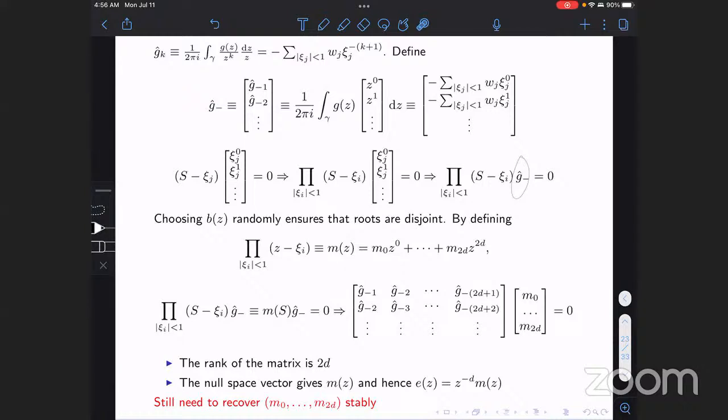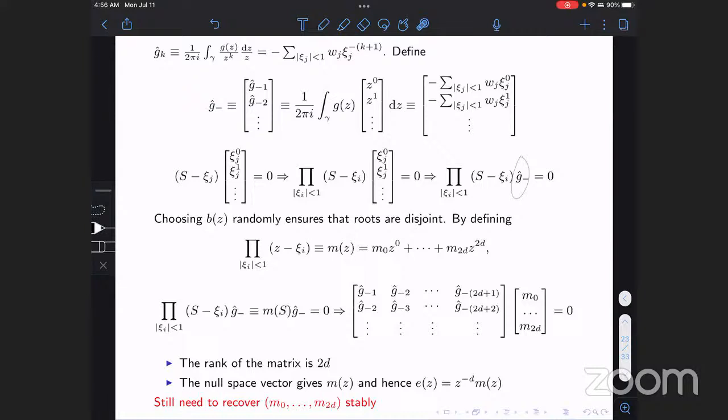And therefore, what we can do is define this characteristic polynomial, okay? And once we define this characteristic polynomial, this formula here is nothing but this characteristic polynomial m applied to the shift operator s applied to my negative Fourier modes vector is equal to 0. Okay, once you expand this, you get this linear system.